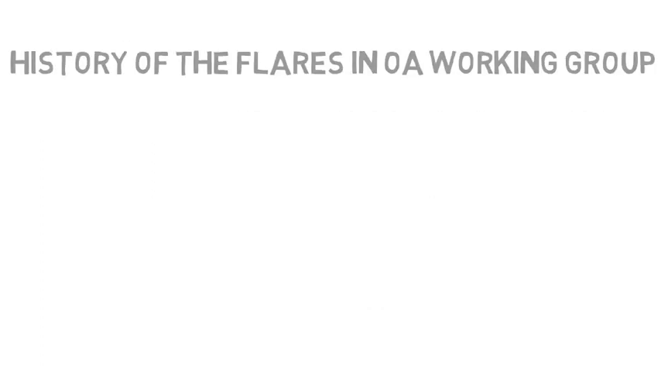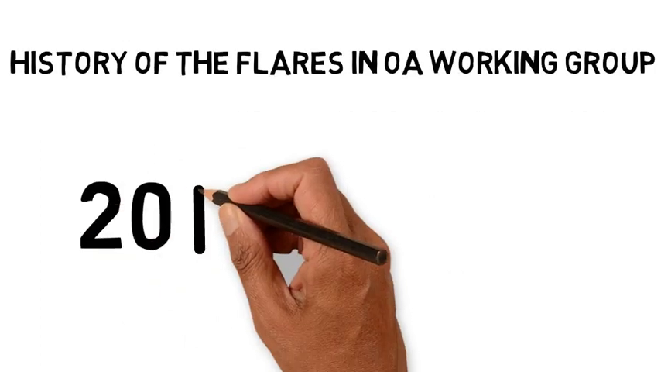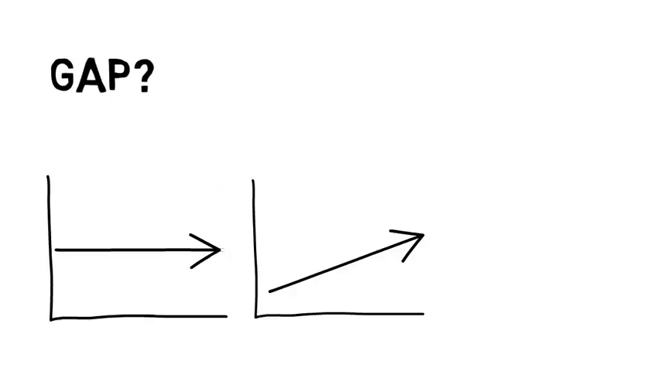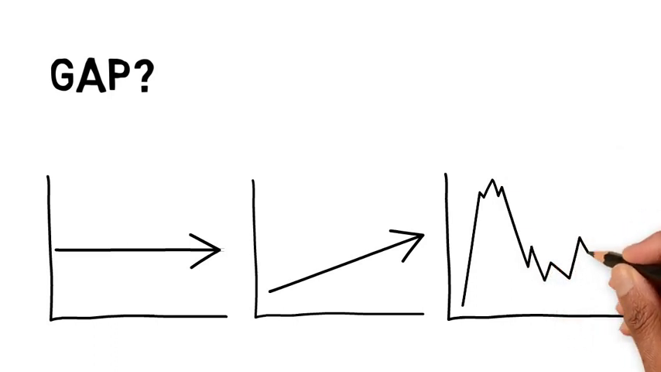The OMRAC Flares and OA Working Group was formed in 2015, bringing together patients, researchers, and clinicians and other stakeholders from around the world. The gap? Patients with OA don't always have a stable or linear course. In fact, patients frequently describe experiencing a flare in their symptoms that has a big impact on their lives. This has also been observed by health professionals.